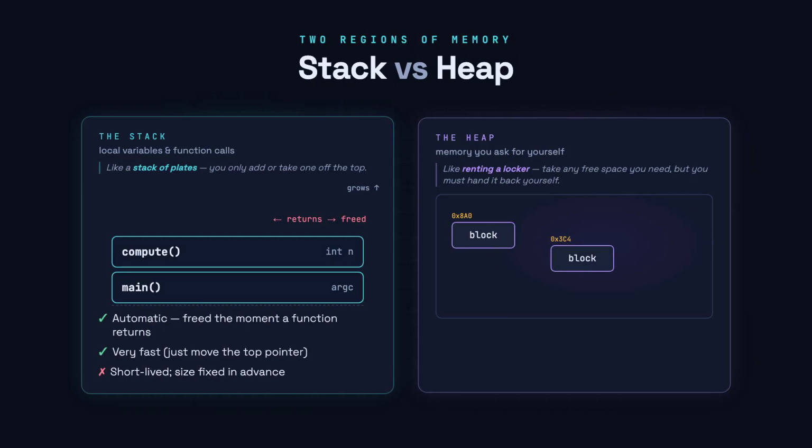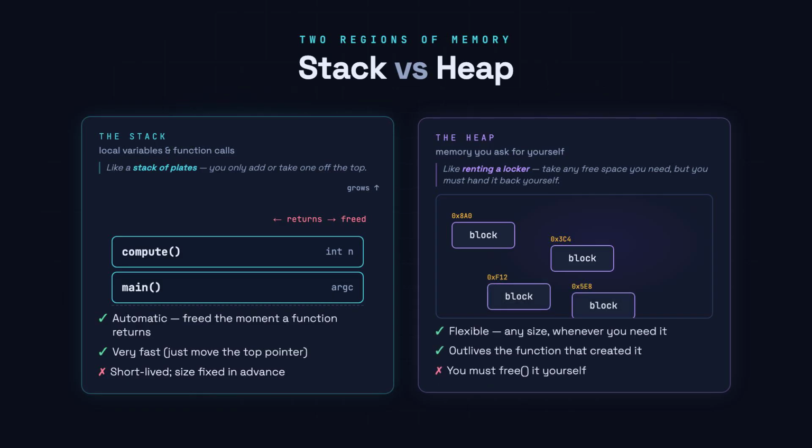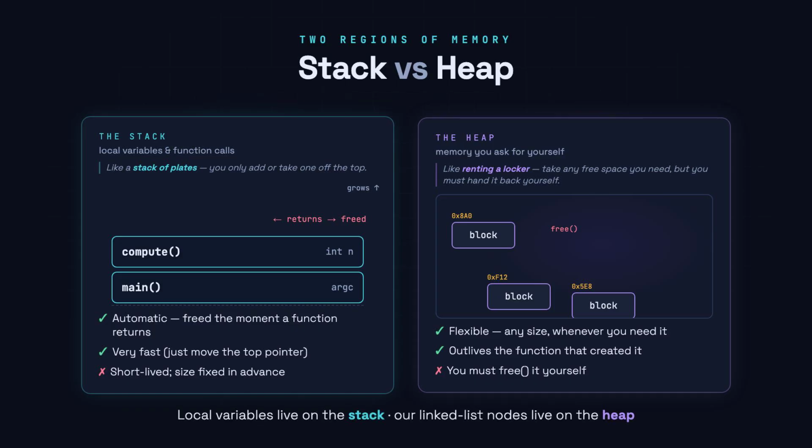Second, the heap. This is one big shared pool of memory you can dip into whenever you like. You ask for space with malloc, and it stays yours until you give it back with free. The heap is flexible and can hold data that outlives any single function, but you have to manage it yourself. So local variables live on the stack, while things like our linked list nodes live on the heap.